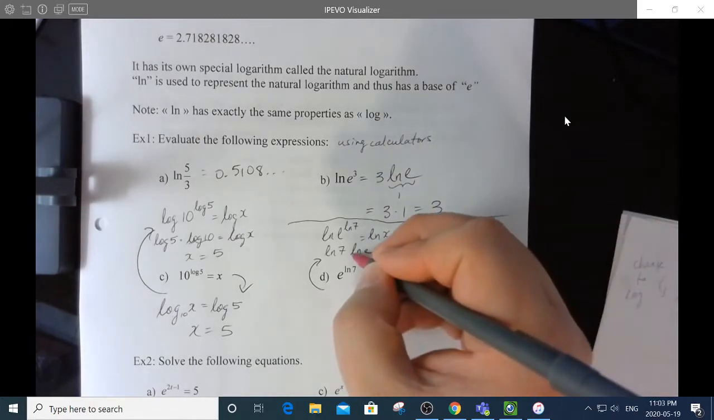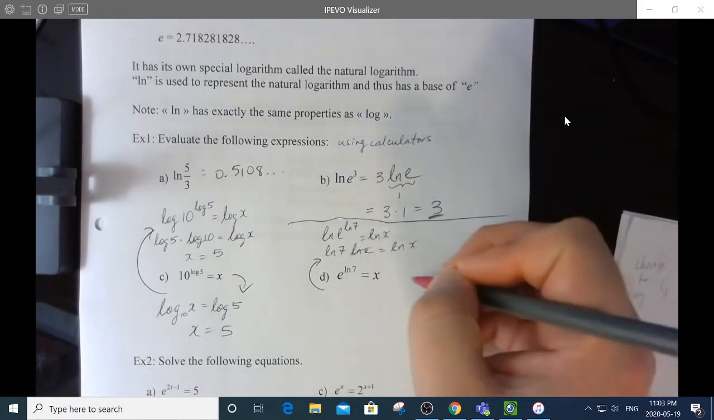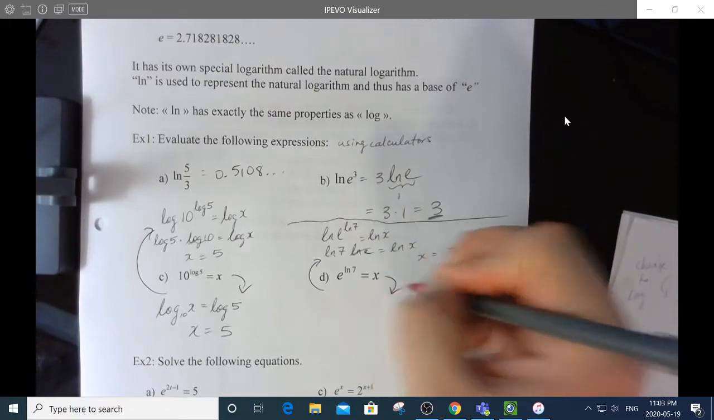And then this is 1. So ln of 7 equals ln of x, so x must equal 7. Let me do it the easier way.